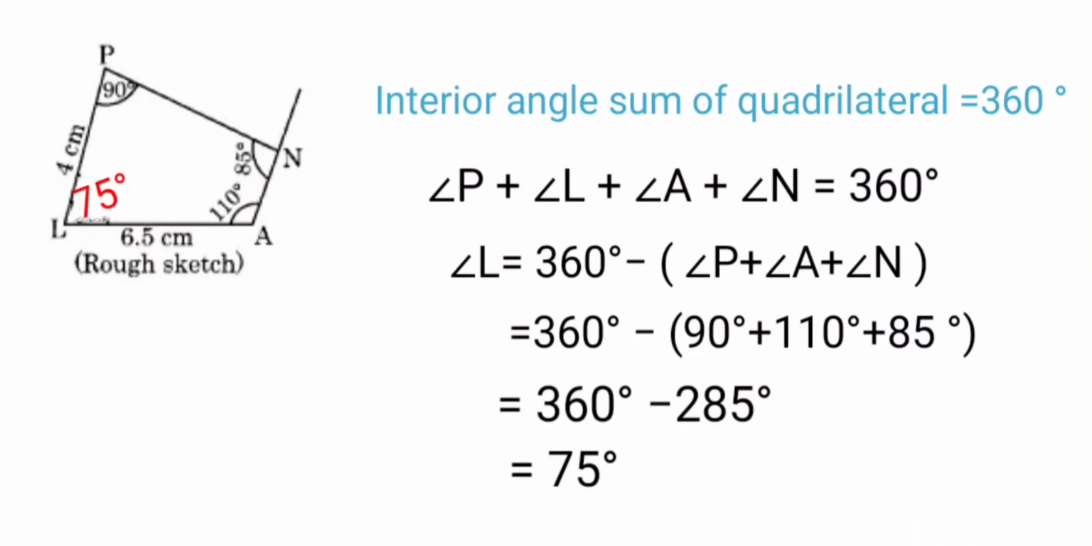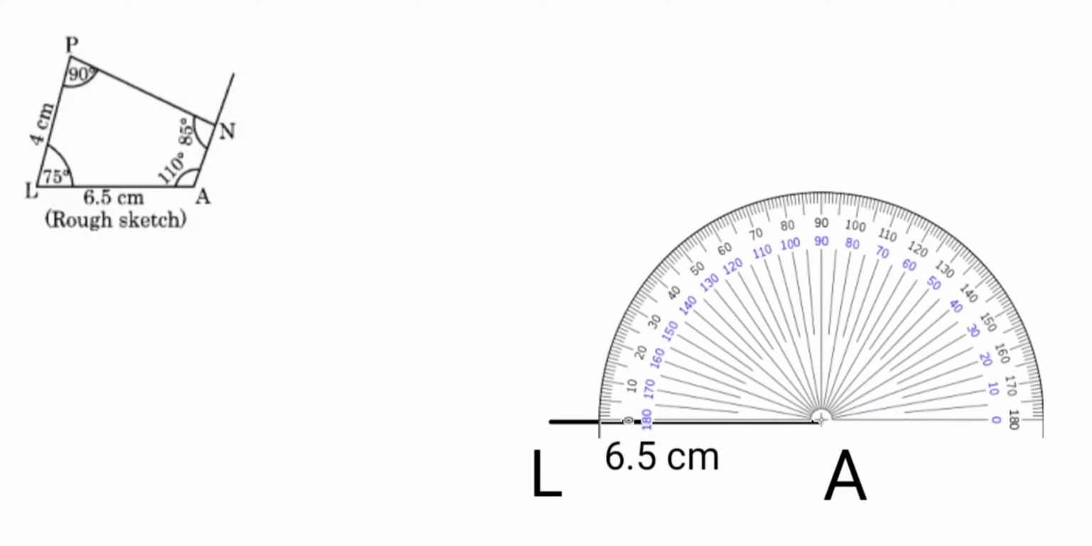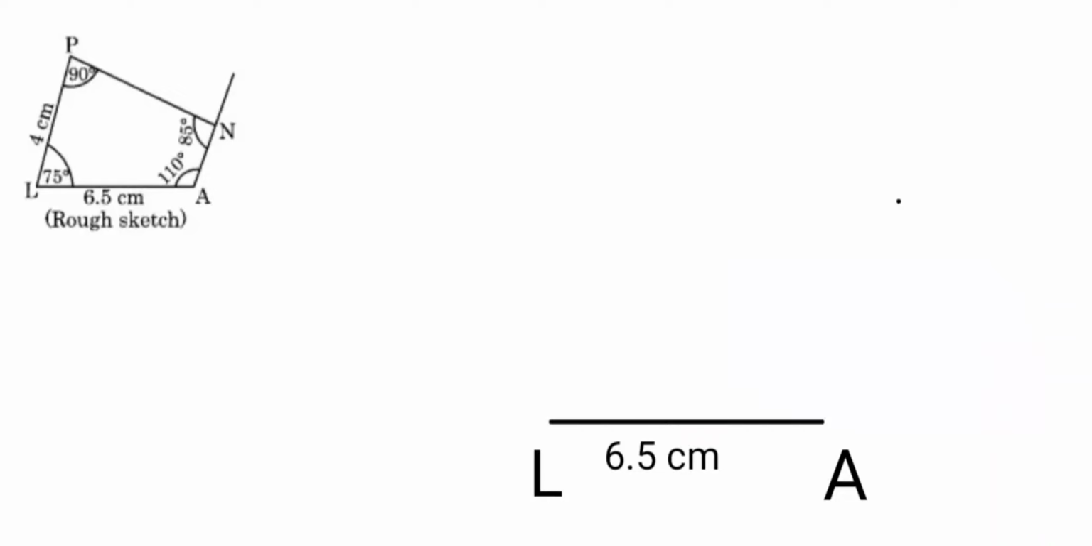Now we will construct the quadrilateral. It is easy to construct. Here is the rough sketch. Take a straight line LA of 6.5 centimeters. Using the scale you can draw a straight line, and at the point A, take A as center, measure 110 degrees and put a dot using the protractor, join the dot and the center and extend the line. We get the measure of angle A equal to 110.